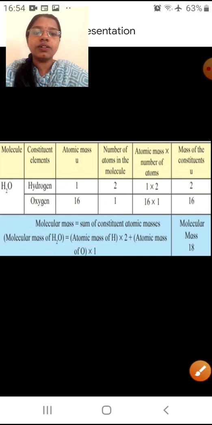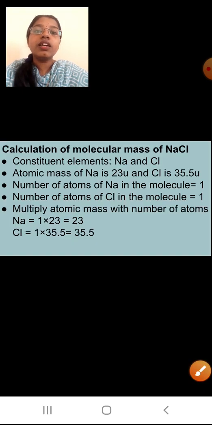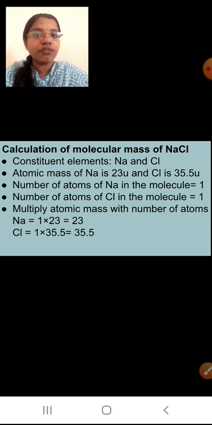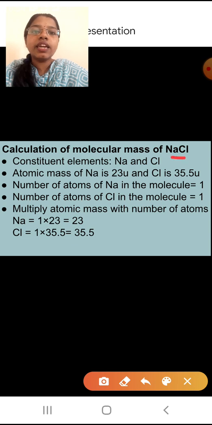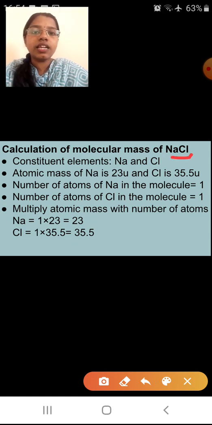Okay, now see here. Calculation of molecular mass of NaCl. I have taken the example of NaCl, that is sodium chloride. First we are going to see the constituent elements. What are the constituent elements here? Na and Cl. So this is my NaCl. First constituent is Na, second is Cl.